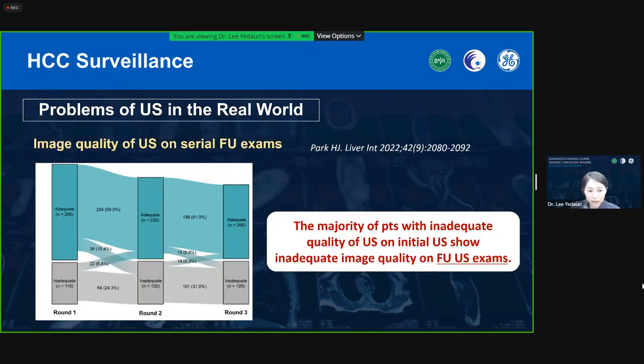And also this study evaluates changes in image quality of US during the follow-up round. As you can see here, the majority of patients with inadequate quality of US on initial US persistently show inadequate image quality on follow-up scans.